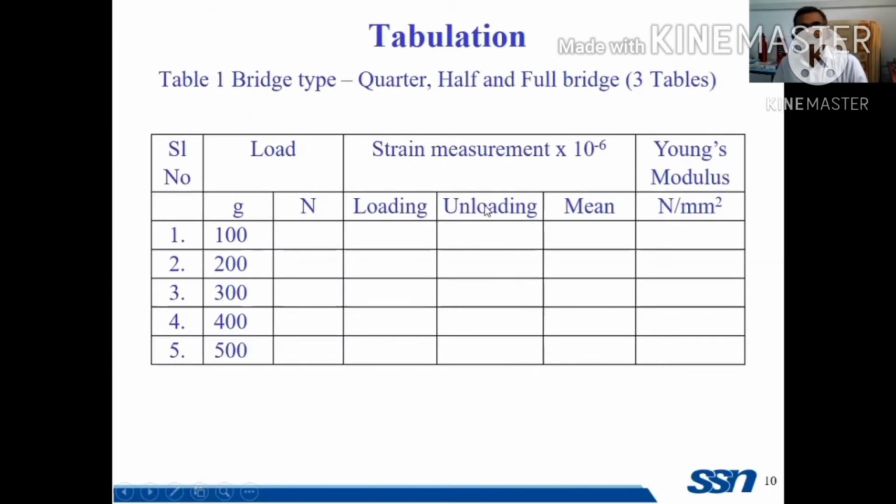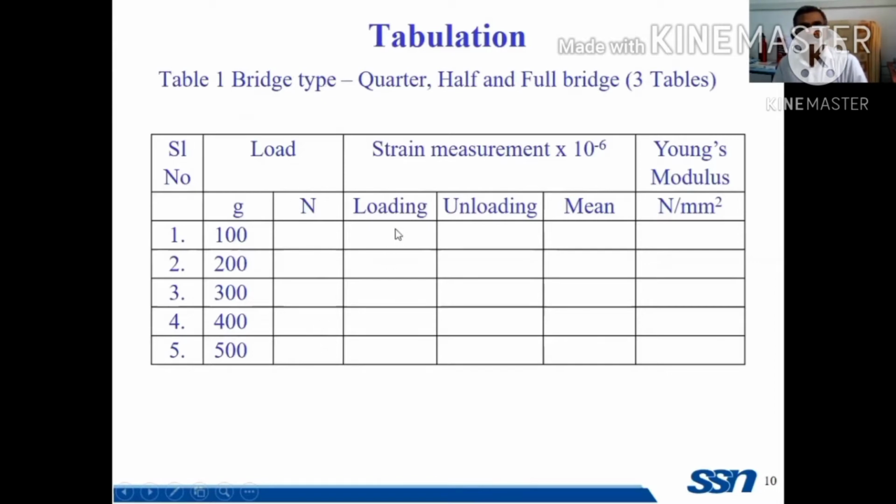This is a tabulation, for 100 grams, 200 grams, 300 grams, 400 grams, 500 gram load. Then you convert that load into Newton. This is in grams, so you convert it into kg. To convert kg into Newton, you multiply with 9.81. By multiplying with 9.81, you can convert it to Newton.